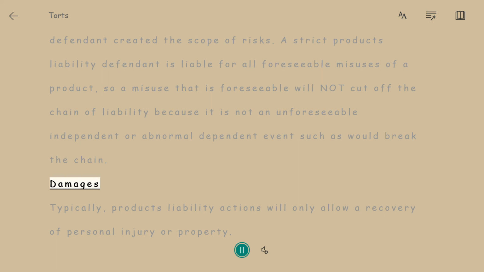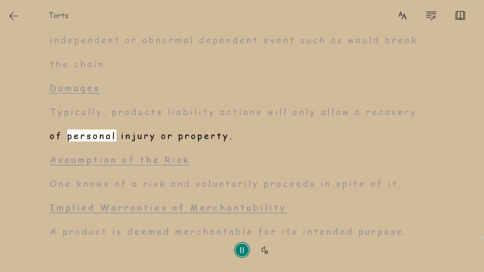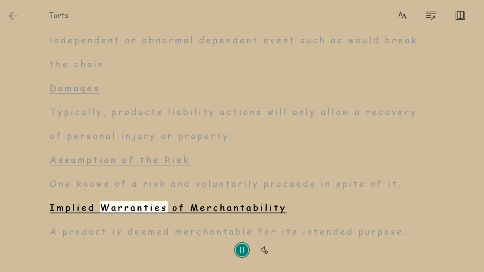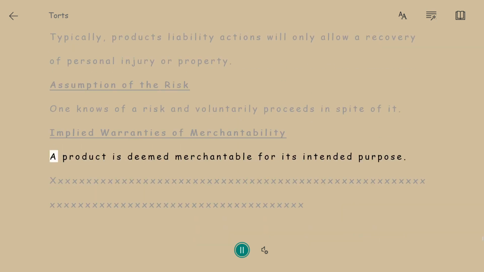Damages. Typically, products liability actions will only allow a recovery of personal injury or property. Assumption of the risk. One knows of a risk and voluntarily proceeds in spite of it. Implied warranties of merchantability. A product is deemed merchantable for its intended purpose.